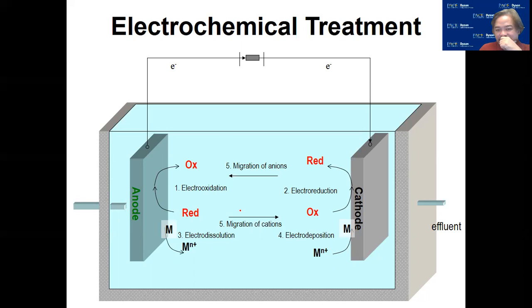And each of the things that you have here, there's an associated technique: electrooxidation, electrodissolution, electroreduction, electrodeposition, and then the migration of the cation and the anion. So the way that you're going to look here, this is where the effluent, your sample, will come in. Once it's treated, this is where the effluent comes out, already treated.